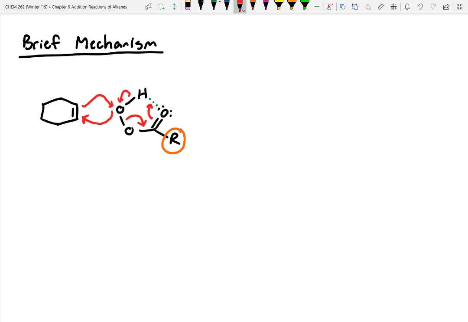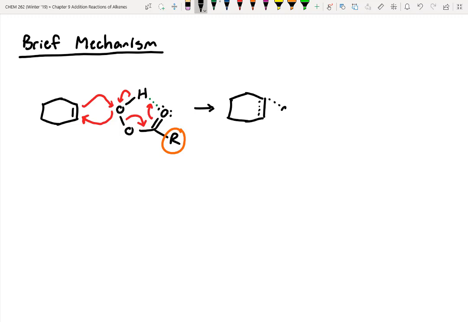So I know everyone's looking at me like, you've got to be kidding me. This is way too much right now. I'm just showing you this mechanism. I'm not going to expect you to regurgitate this on an exam. So let's take a look at the transition state, though, because the transition state's kind of interesting to look at.